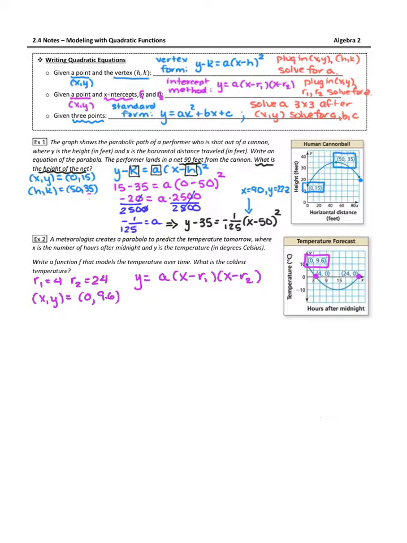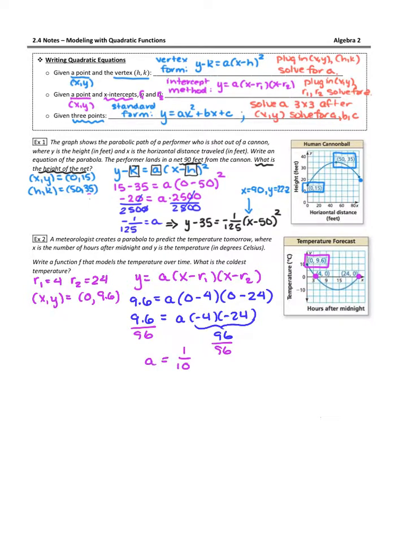So the y value they gave us is 9.6 equals a. The x value is 0, root 1 is 4, and then 0 minus root 2, which is 24. And then notice the only variable I have to solve for is a. So 9.6 equals a, negative 4 times negative 24, which turns out to be 96. So if I divide both sides by 96, turns out that a is going to equal 1/10.